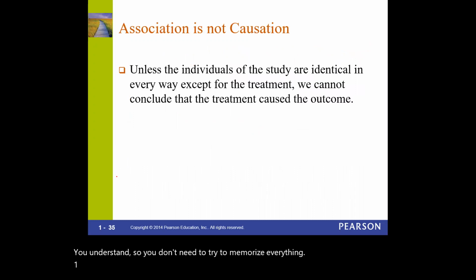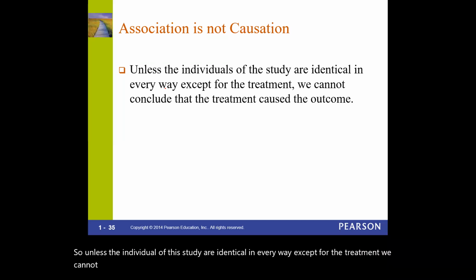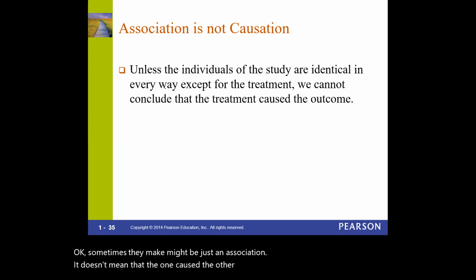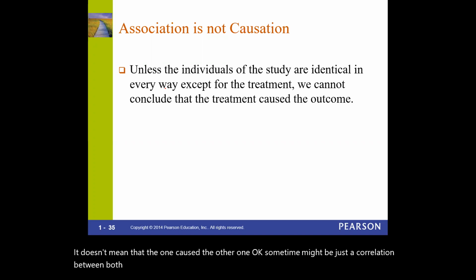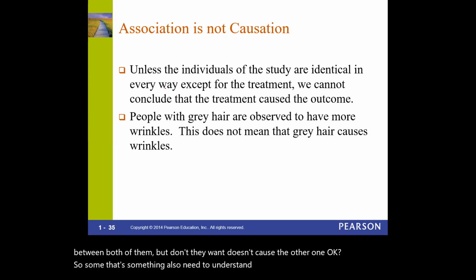One thing you understand also, this one says association is not causality. Okay, so unless the individuals of the study are identical in every way, except for the treatment, we cannot conclude that the treatment caused the outcome. Sometimes there might be just an association. It doesn't mean that the one caused the other one. Sometimes it might be just a correlation between both of them, but the one doesn't cause the other one. So that's something also you need to understand about association.